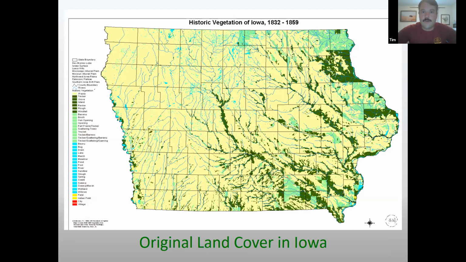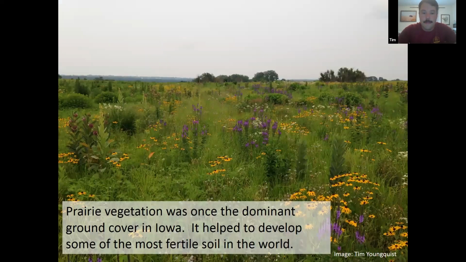The story I'd like to tell is one of the historic vegetation of Iowa and the changes that have taken place since the early 1800s. You can see here on this map, the light yellow color represents the native prairie that was once here. It covered around 80 or 85% of the entire state just about 200 years ago. It was the dominant ground cover in Iowa, and it really helped to develop some of the most fertile soil in the world. There was an incredible amount of biodiversity, both in plants and animals, birds, insects, all kinds of wildlife.